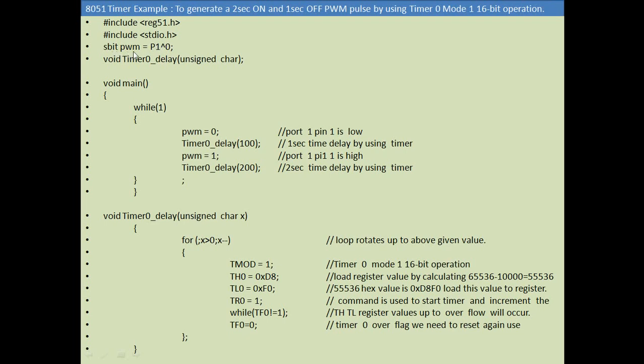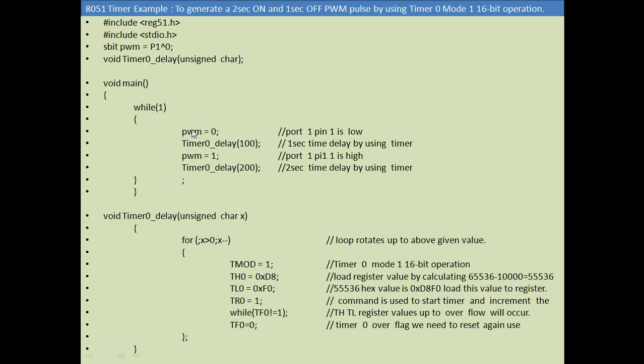And this #include <stdio.h>, standard input output, is also not required in many cases. sbit is used to set a particular pin. Port 1 is a bit-addressable register, so I'm using only the port 1.0 pin, so I set sbit PWM = P1^0. If you want to use the total port 1 register, you can use sfr directly. sfr is used to set the 8-bit register. If you want to set individual bits, you can use sbit.